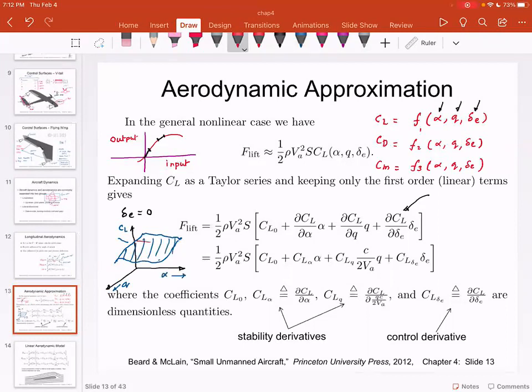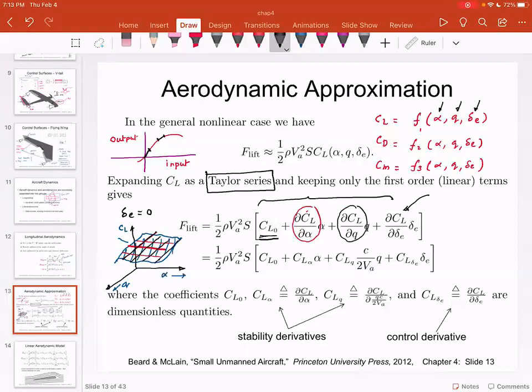If I keep the value of Q constant, the horizontal lines give me the variation with respect to alpha, and that is nothing but this. If I look at this surface, this grid, this gives me that value. But actually you have three parameters, so you can visualize CL as something like a hyperplane where alpha, Q, and delta E simultaneously affect the value of CL. And this is the initial approximation in the Taylor series expansion.